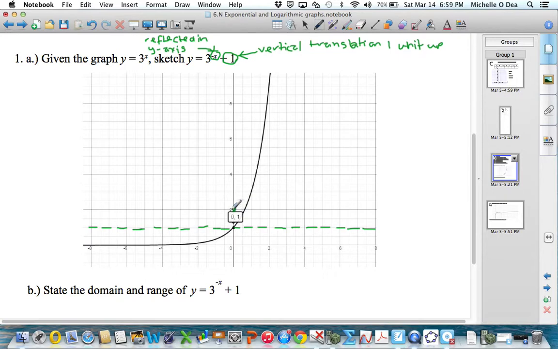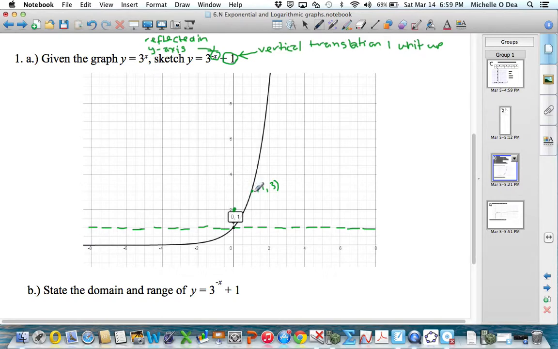Now what I would also do is pick another point. You should always have 2 points. So your y-intercept's the easiest point to find. Pick another point just to get the steepness right. So pick a nice easy one. I would pick, for example, when x is 1, we know here is the point 1, 3. Because up here, the parent function was 3 to the power of x. So when x is 1, y is 3.